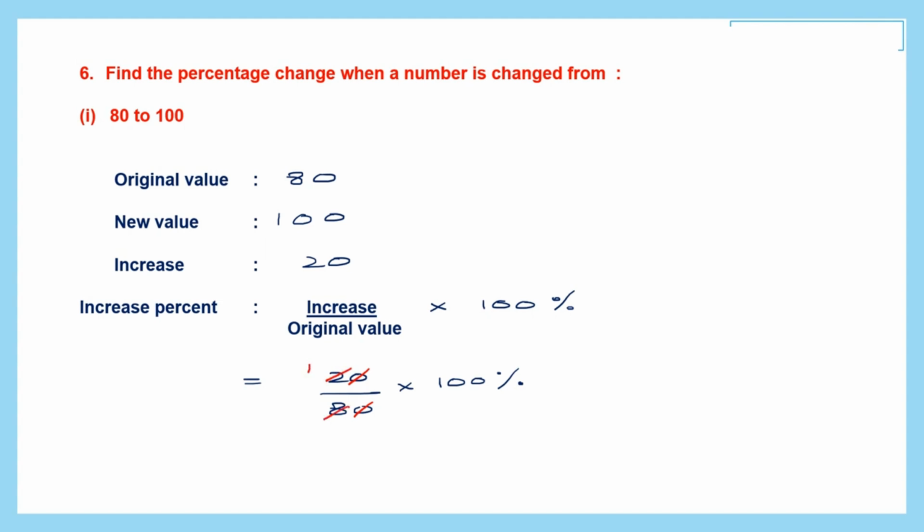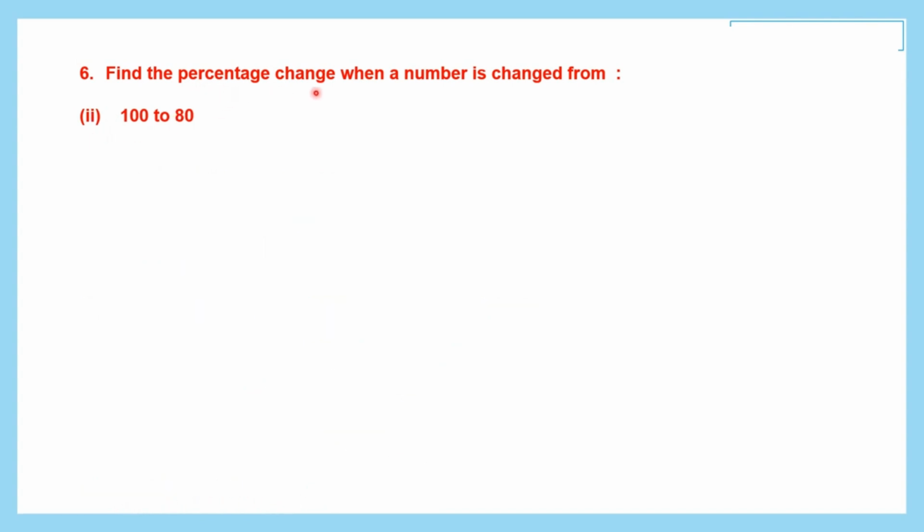2 1s are 2, 2 4s are 8. I can cancel 4 and 100. 4 into 25 is 100. So 4 1s are 4, and 4 into 25 is 100. So here, as you can see, there's nothing else left. We only have ones here. So 25% is the increase percent. 25%, and this is our answer. So here this is the increase percent, 25% increase.